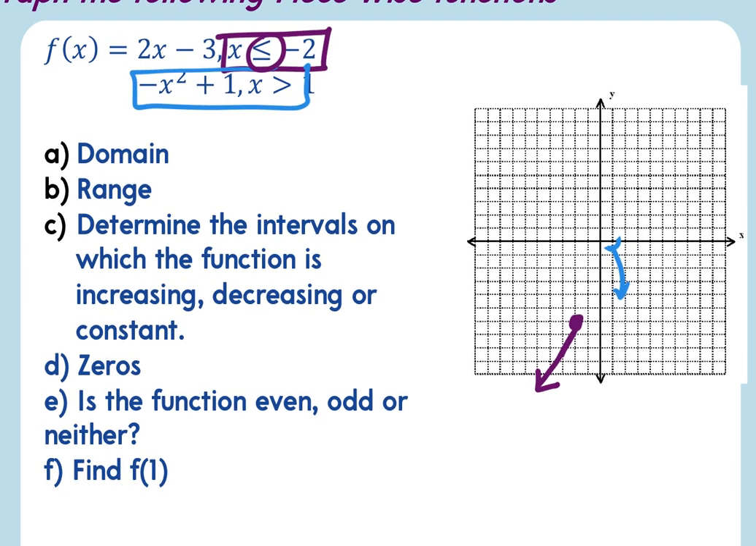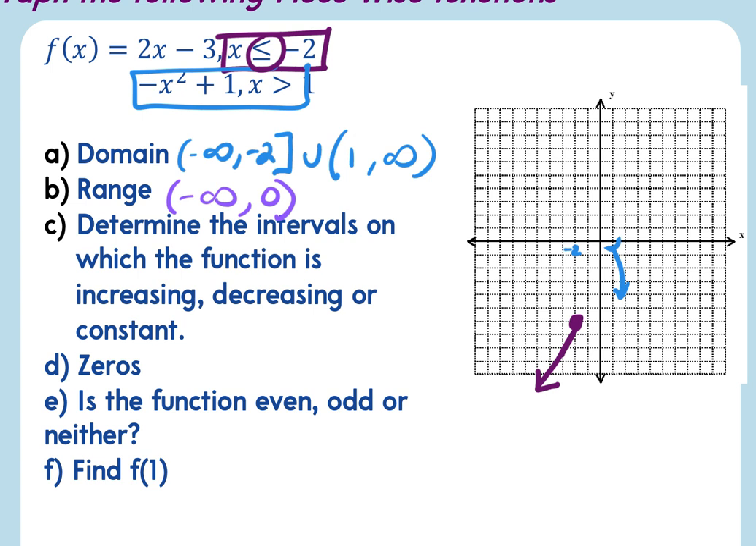Now, when I look at domain here, if I go from left to right, the arrow on the left points left and the arrow on the right points right, but there's a gap there. So it's going to go from -infinity to this x value, which was -2. It includes it because it's solid. And then it stops and starts again where x is 1, but doesn't include it. So it gets a parentheses and it goes to +infinity. Both arrows point down, so range starts at -infinity, but the highest y is here at 0. It's an open dot, so it gets a parentheses.